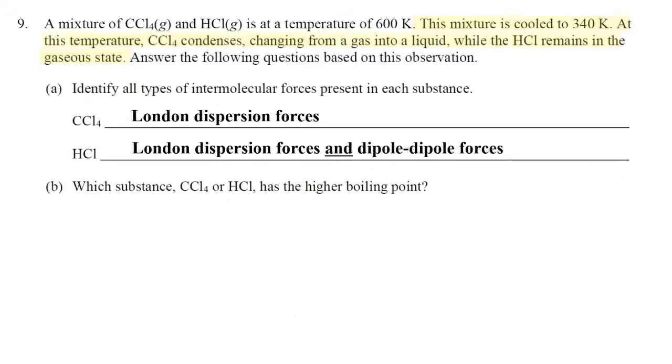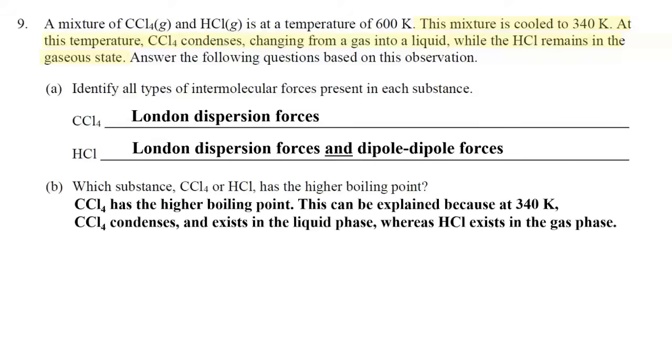So now back to part B. Which substance, CCl₄ or HCl, has a higher boiling point? Let's take a look at the data. CCl₄ condenses, changing from a gas to a liquid, while the HCl remains in the gaseous state. So the answer to part B is that CCl₄ has the higher boiling point.